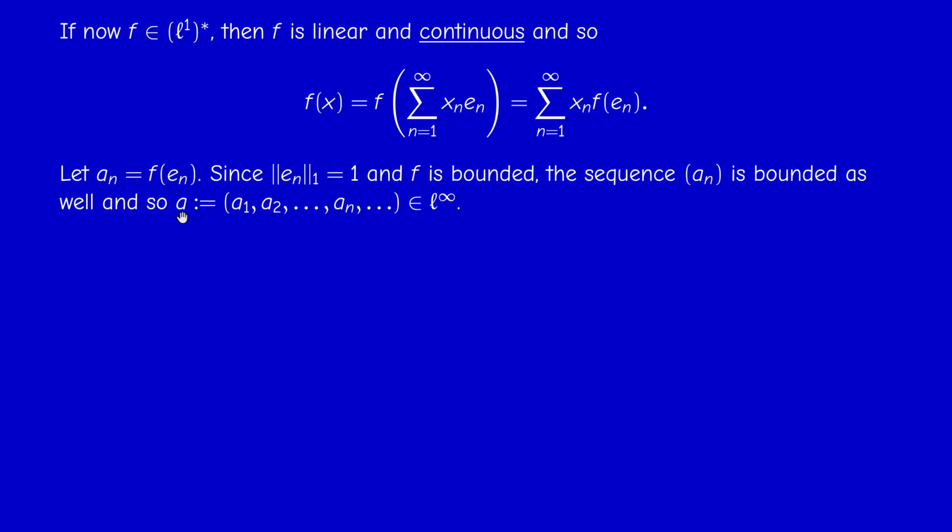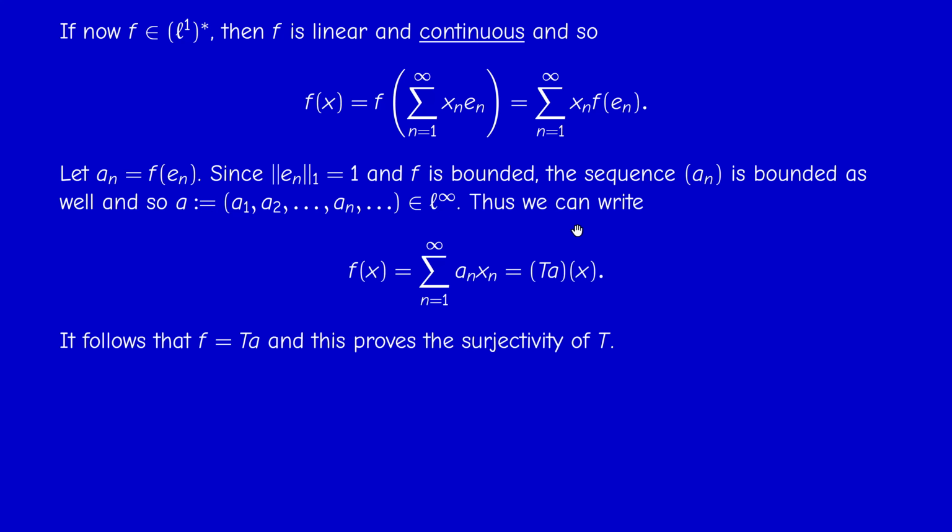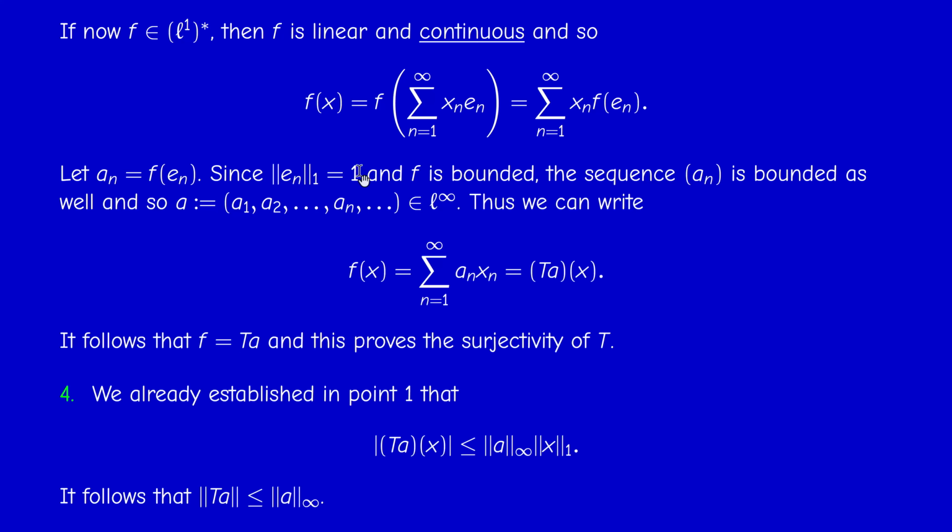And therefore, if you denote by A the sequence of elements a_n, so A is the infinite list a_1, a_2, a_n, etc., then since this is a bounded sequence, A is in L infinity. And we can write now, it's just straightforward. So f of x is now the sum of x_n a_n, which is just T_A of x. But this is true for every x. There was no restriction on x. And therefore, this means that f equals T_A.